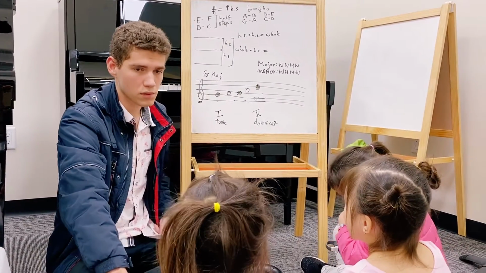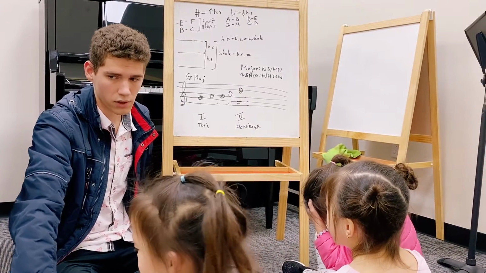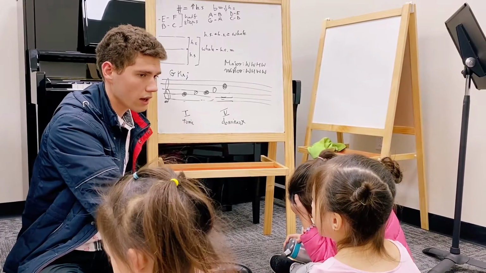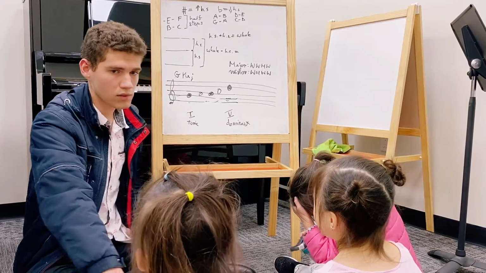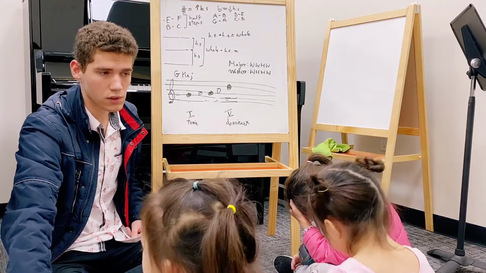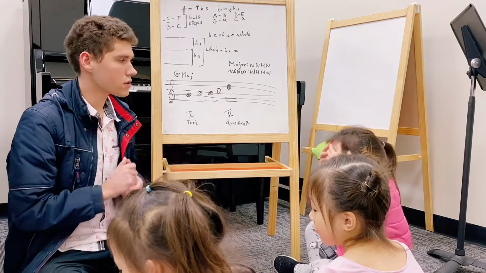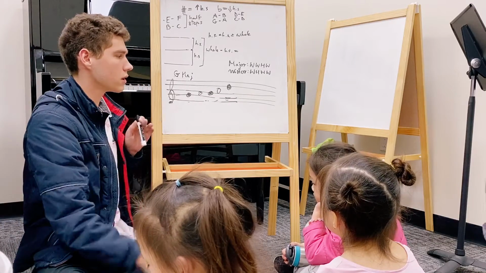Very nice. Before B we have A. Before A we have G. Before G we have F. Before F we have E. Before E we have D. Before D we have C. Okay. So I'm going to write down all of them here, and we'll go with the white.